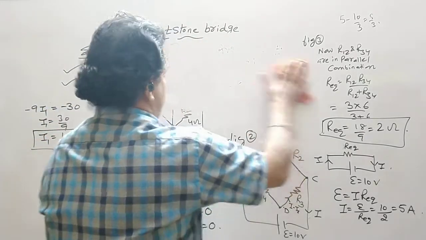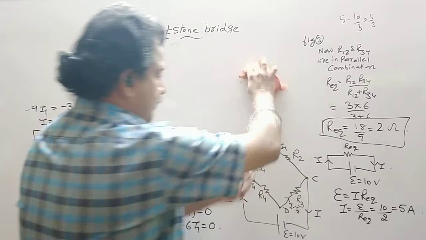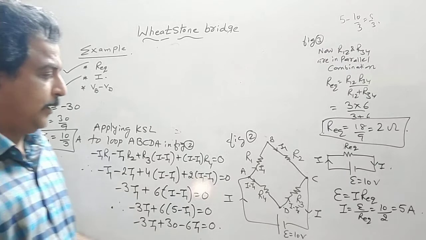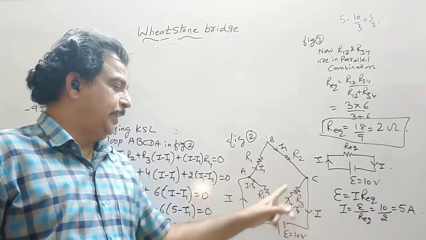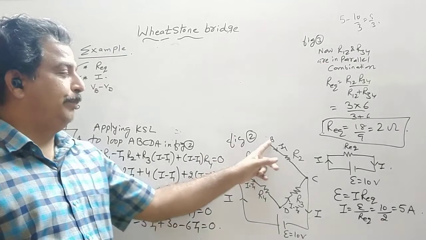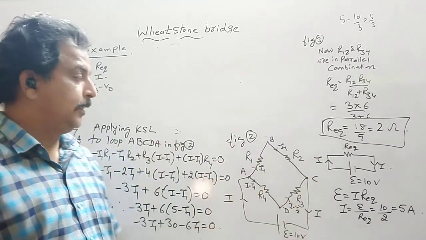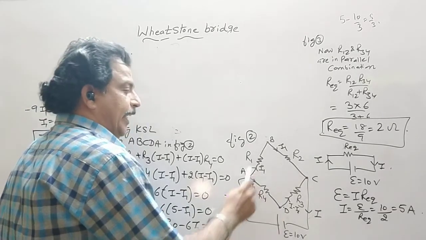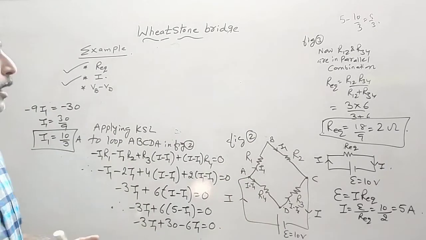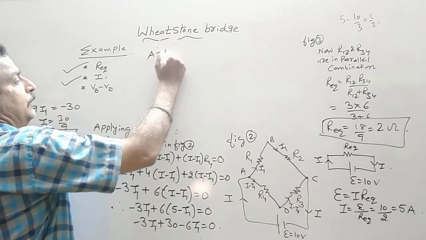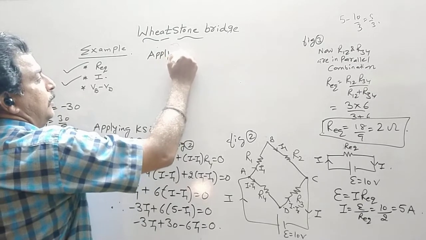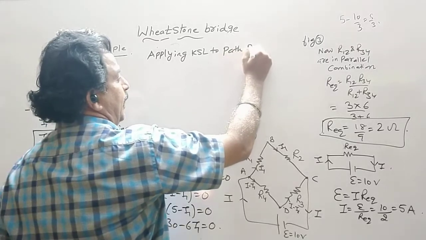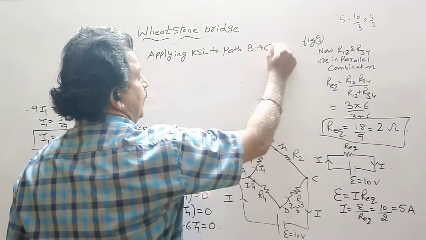Now I take this diagram as a reference. So applying Kirchhoff's law to the open path, I move from B, C to D, open path. Or I can move from D, A, B. That is called a path. Applying Kirchhoff's second law to a path, now we are applying it to the path B, C and then D.